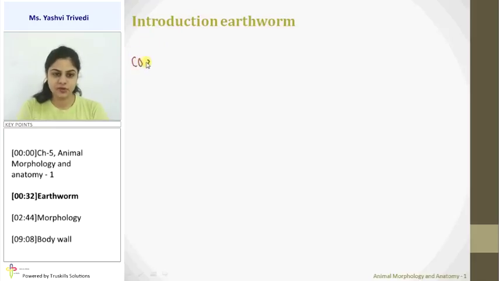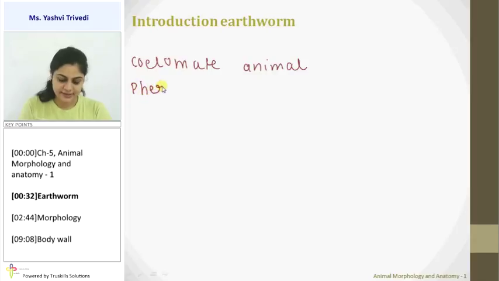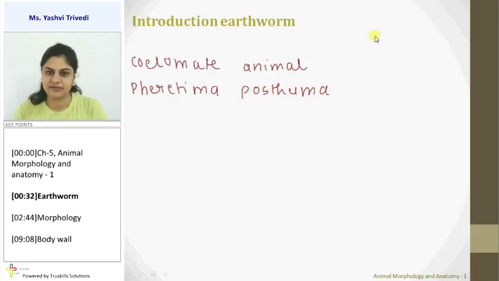Earthworm is basically a coelomate animal. It is basically a type of cylindrical, you must have seen earthworm. It is a cylindrical bodied, thin and long organism which is segmentally divided into various segments. The scientific name of earthworm is Pheretima posthuma. And in our country, Pheretima posthuma is easily available. Commonly, wherever you will see, particularly in the soil area, you can easily get the Pheretima posthuma.